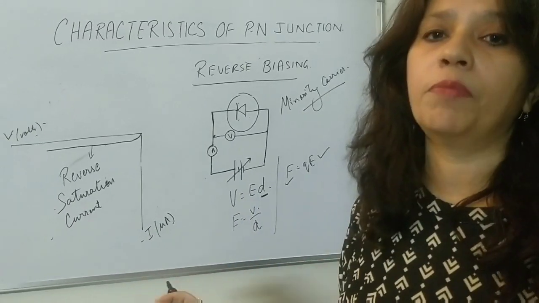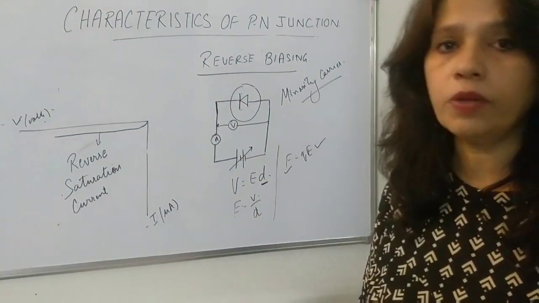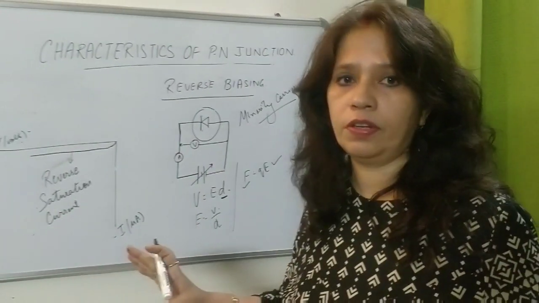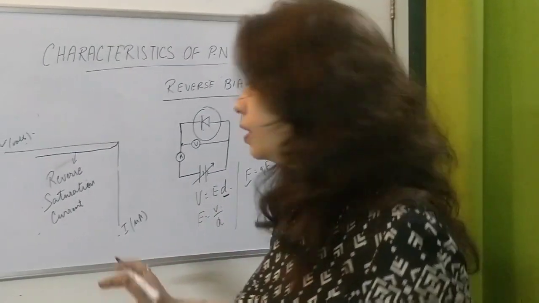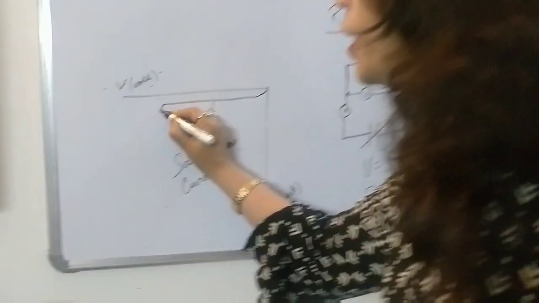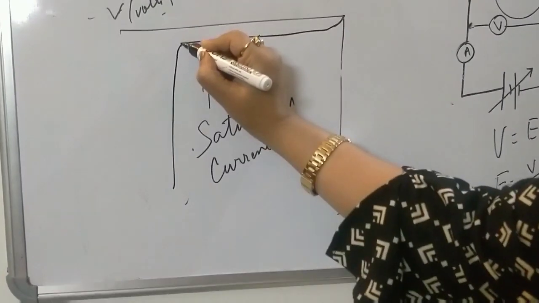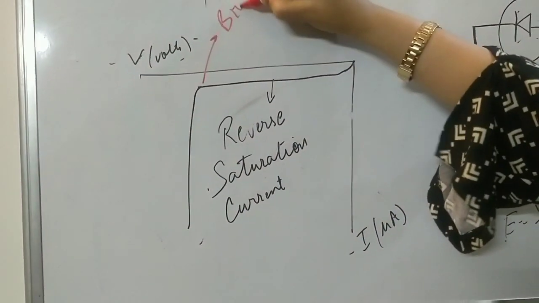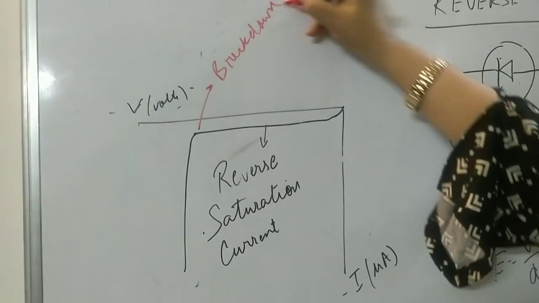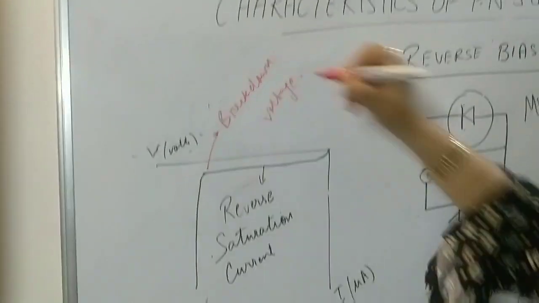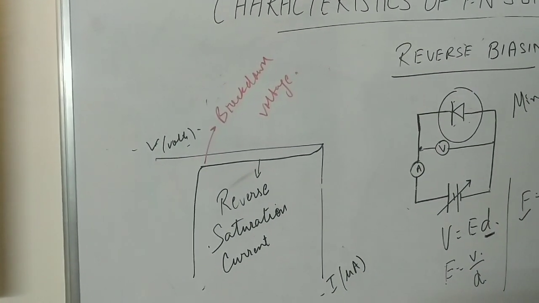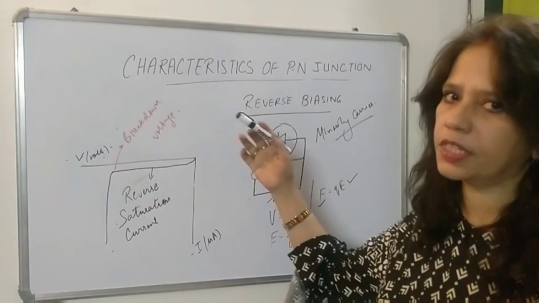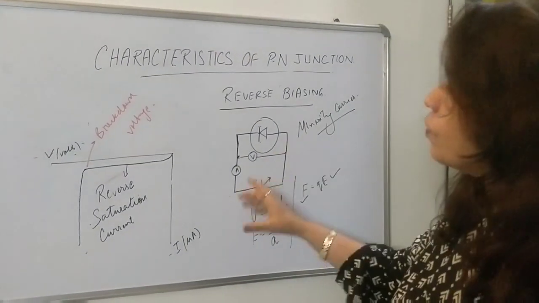What will this force do? Yes, it will break the covalent bonds. And when the covalent bonds are broken over there, there will be many charge carriers. It will be flooded with the charge carriers over there. And so the current increases abruptly over here. So this point is called the breakdown voltage. There are breakdowns due to 2 reasons. One is called the Zener breakdown, one is called the avalanche breakdown, which will be discussed further in the other videos.